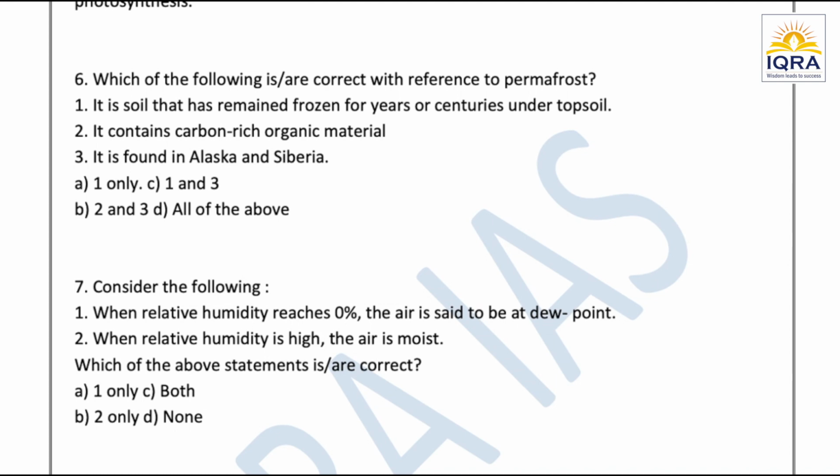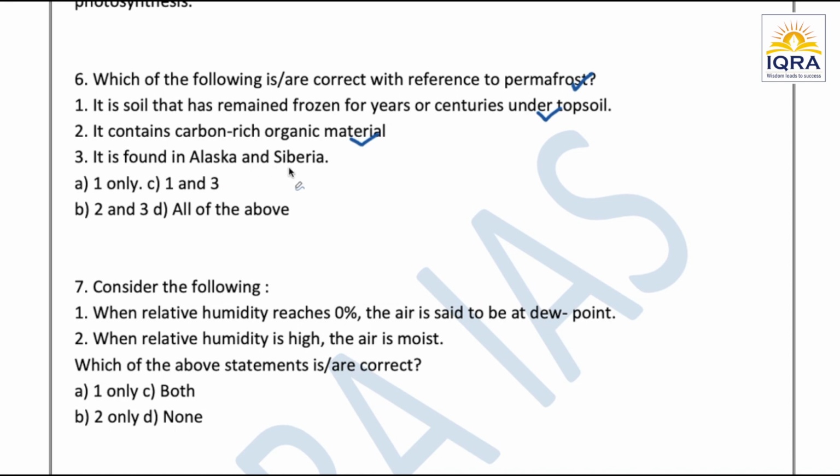Question number 6. Which of the following is or are correct with reference to permafrost? Okay. तो permafrost के regarding हमें कुछ statements दिए हुए हैं and we have to tell which one is correct. It is soil that has remained frozen for years or centuries under topsoil. It contains carbon-rich organic material. It is found in Alaska and Siberia.